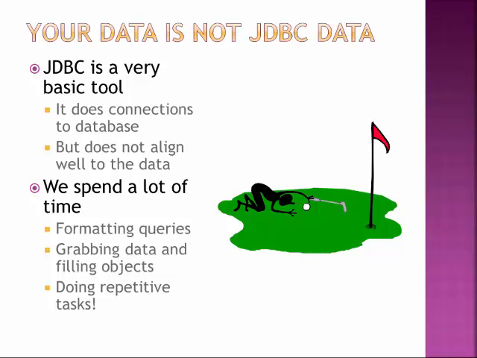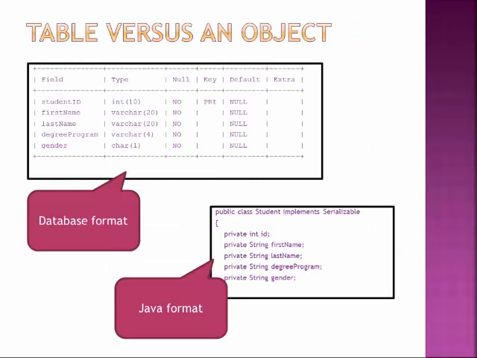Within JDBC, we spent a lot of time formatting queries and grabbing objects and doing getters and setters: get string, set value, get integer, set value. A lot of repetitive tasks inside of there, and then adding validation rules and all that sort of stuff that goes on top of that. It's not hard, it's just not super value added. You're not using a lot of brain power to make those things happen.